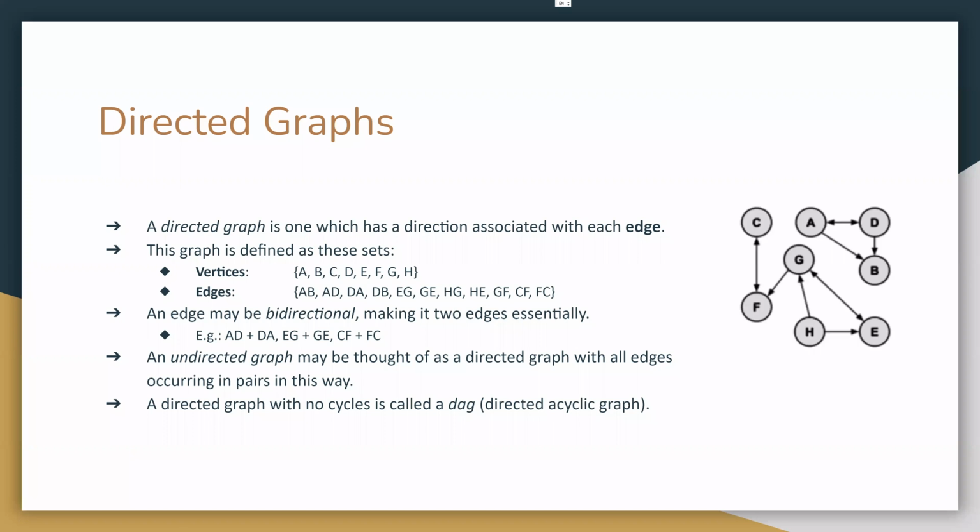And then for a directed graph, you've got a direction associated with each edge. So in this case, from A to B, it's directional. You can only go from A to B, not B to A. That's what this means. And again, we can use the same description to present this graph.